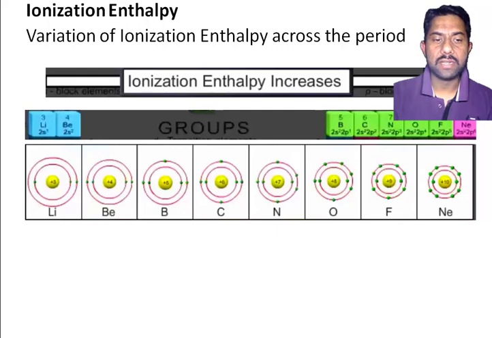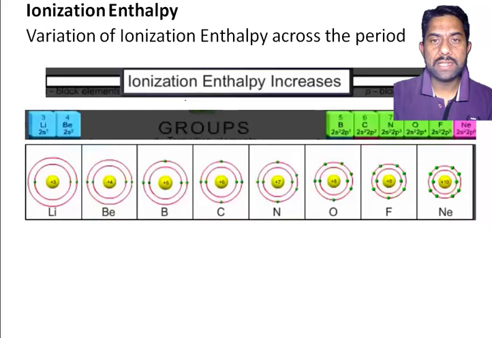Now variation of ionization enthalpies across the period. We will analyze now, after going through the basic terms, what is ionization enthalpy and what are successive ionization enthalpies. Now we will relate how these ionization enthalpy values vary when we move across the period as well as when we move down the group. So, variation of ionization enthalpy in the periodic table.